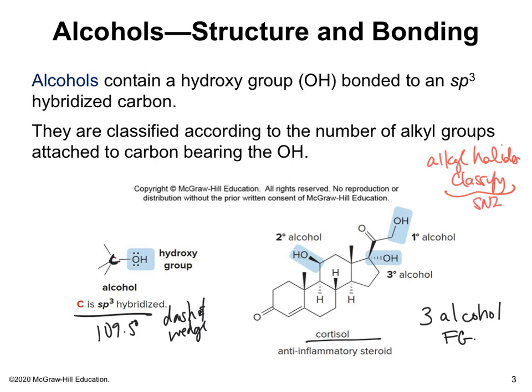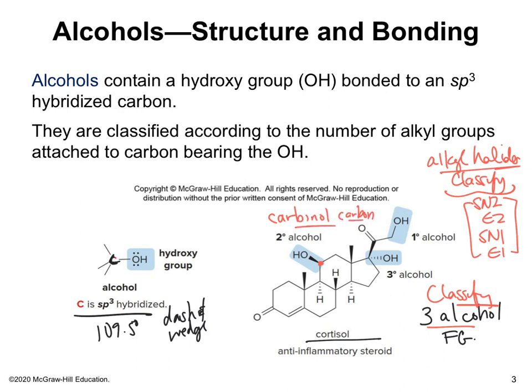Is that going to be SN2? Is it going to be E2, SN1, or E1? And the classification helps. So classifying alcohols is also going to be helpful. This is a secondary. Why? Because the carbon, it's called the carbinol carbon, that's the carbon that's bonded to the OH, is bonded to 2 carbons, which makes it secondary. This carbon here, the carbinol carbon, is bonded to 3, so it's tertiary. This carbon bonded to only 1 carbon is a primary alcohol.